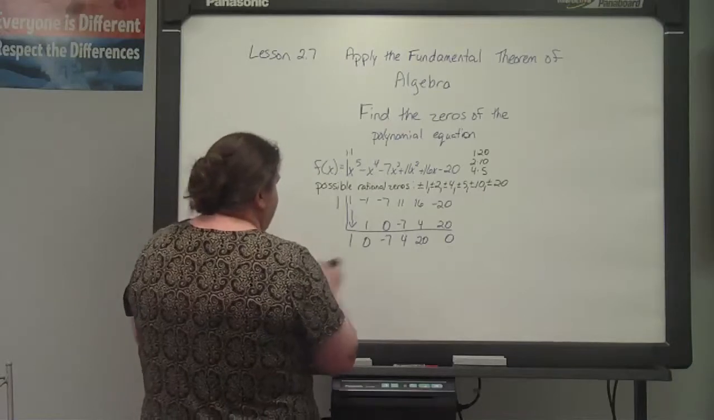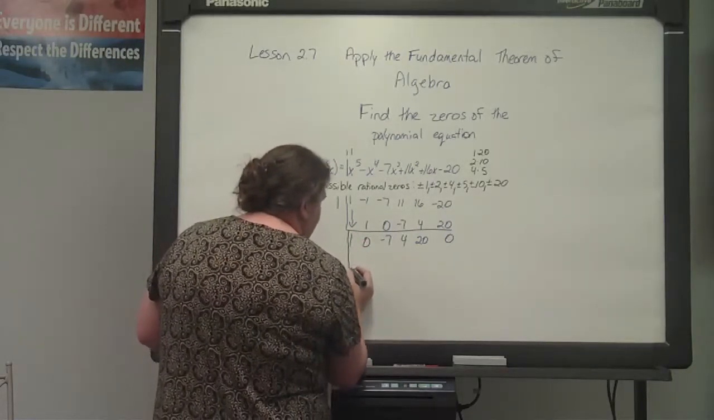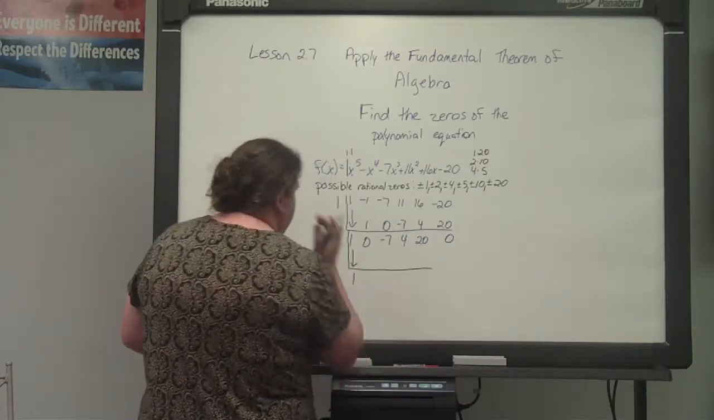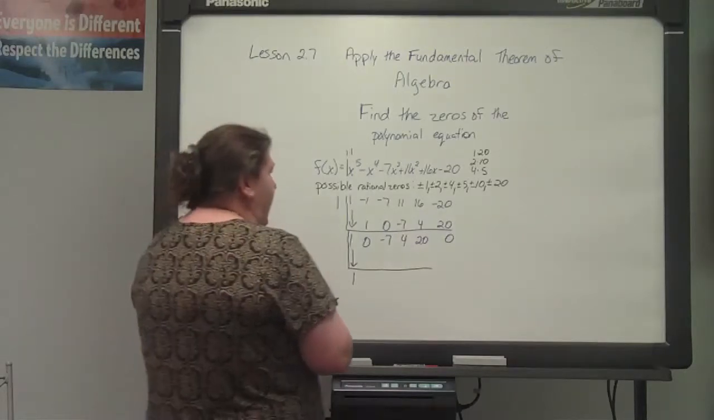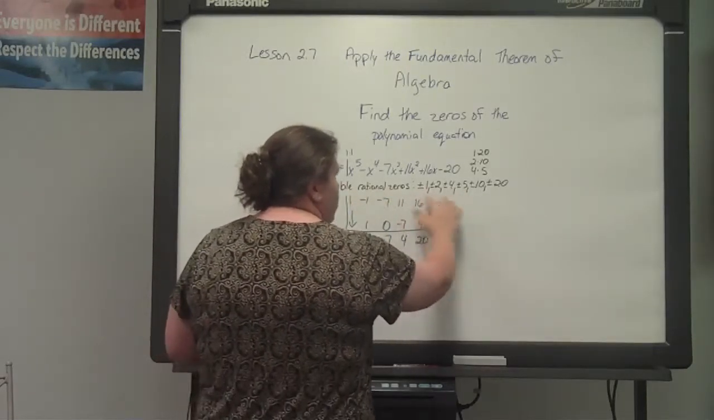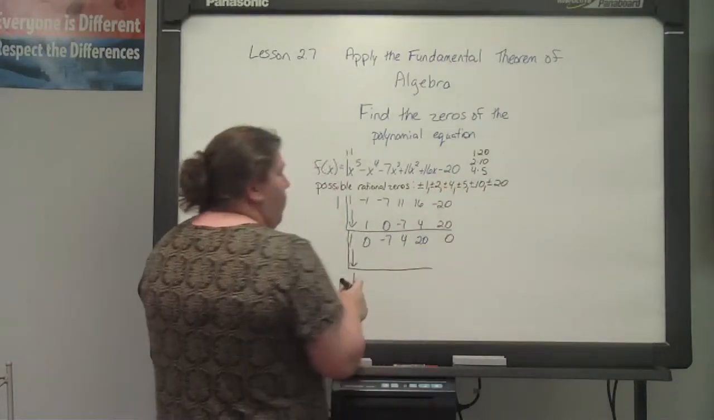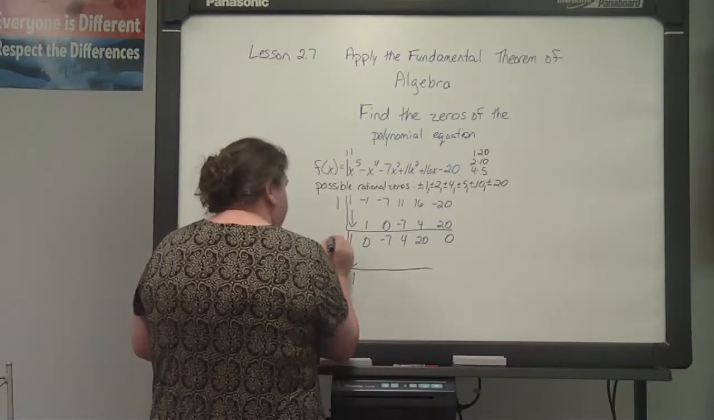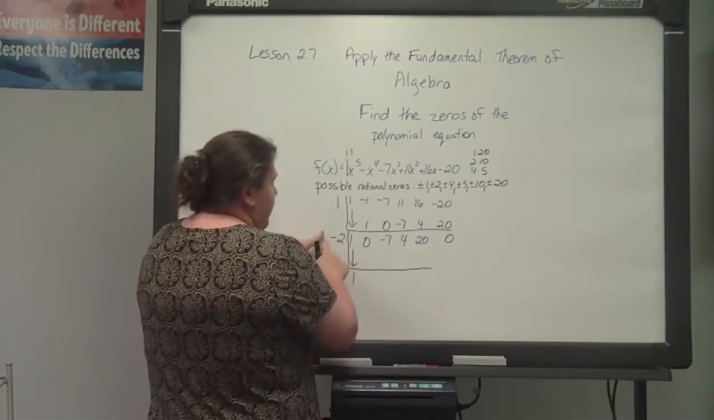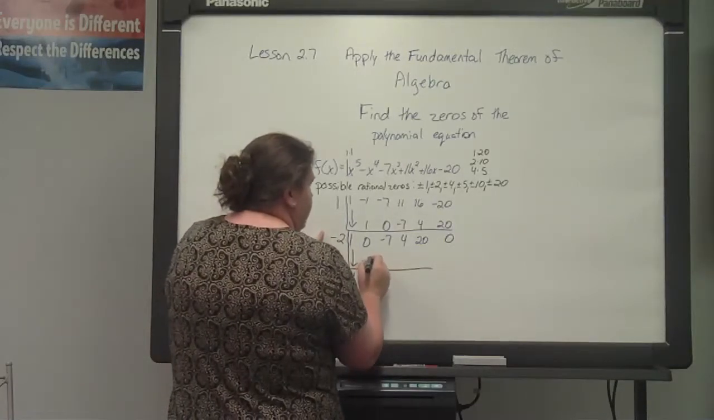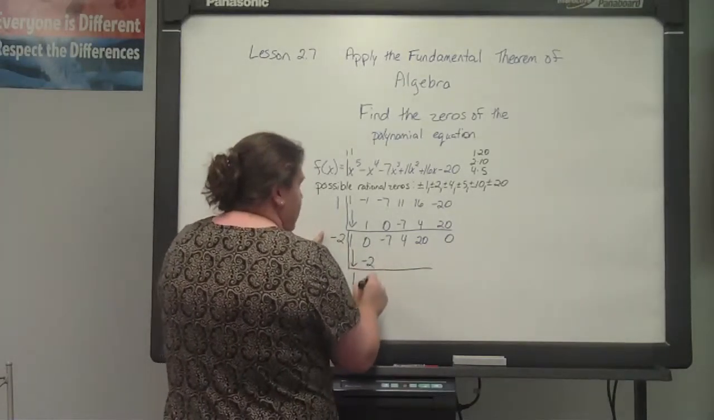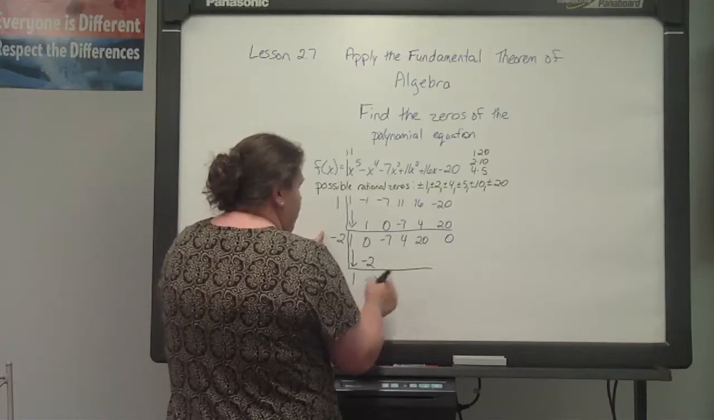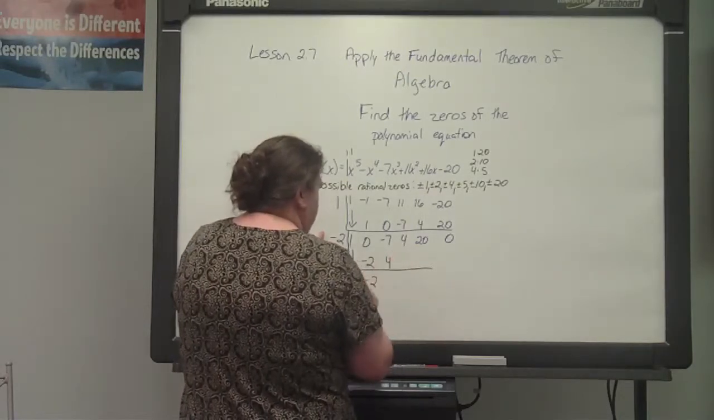And what I do is I just keep my synthetic division box going. You're going to bring down the first one. Now again, I want to choose any of the possible rationals, any of these right here. What I'm going to choose to do is a negative 2. A negative 2 times 1 gives me a negative 2. 0 minus 2 gives me a negative 2. A negative 2 times a negative 2 gives me a positive 4.